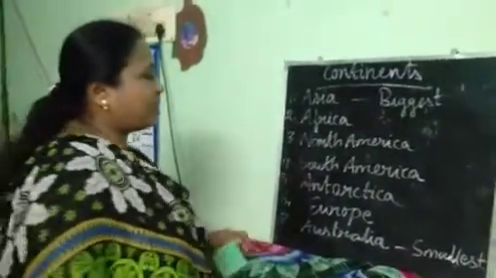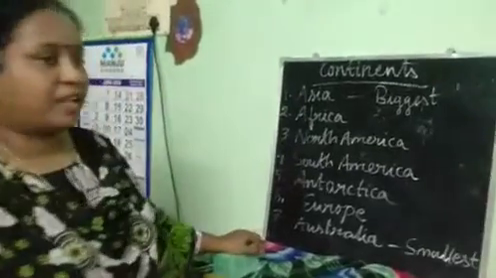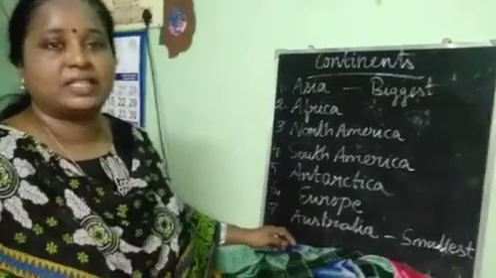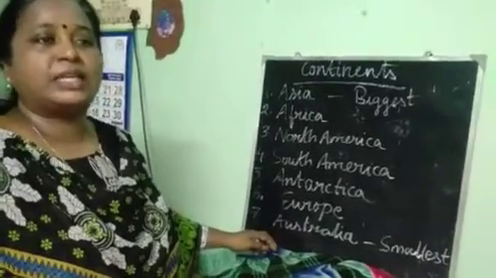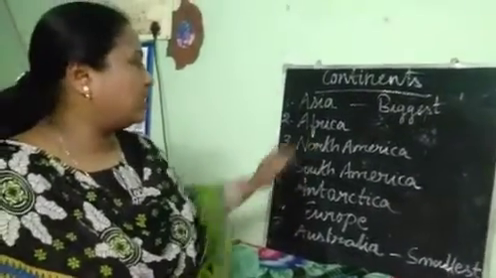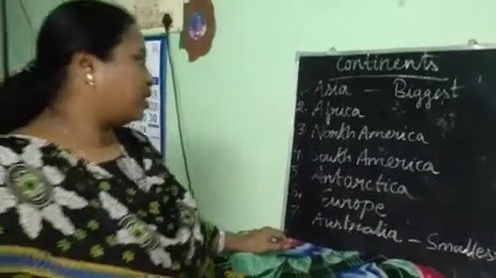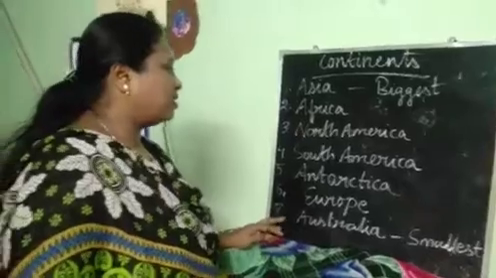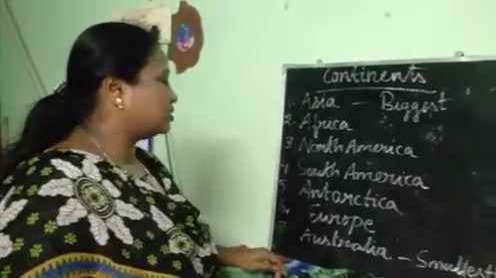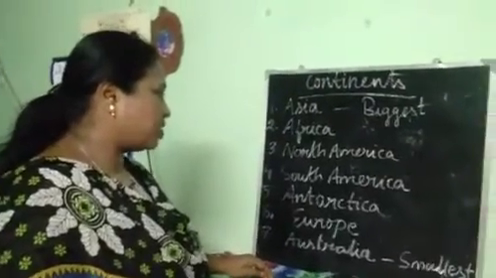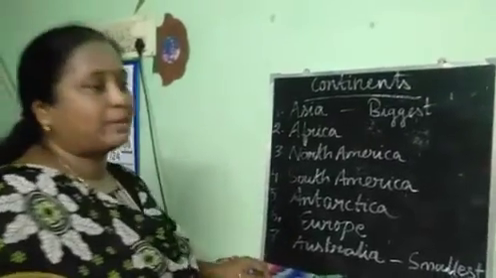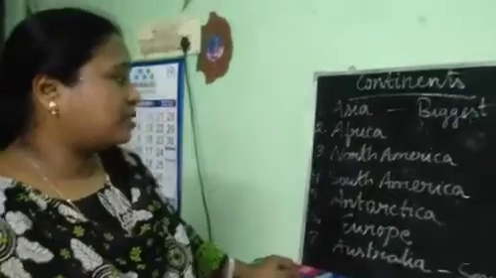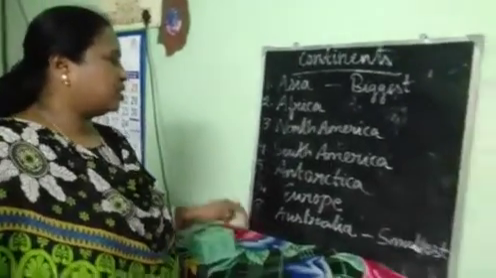Then comes Africa. In Africa, we have the Sahara Desert, which is the largest desert, and the largest river in the world, the Nile. Both are situated in Africa. North America, you all know. South America, special things we have: the Amazon river, and many animals live in that forest.